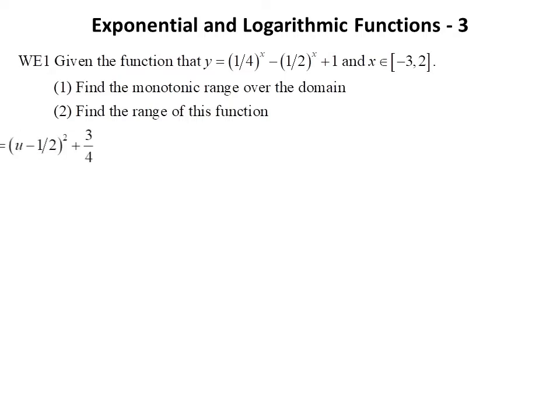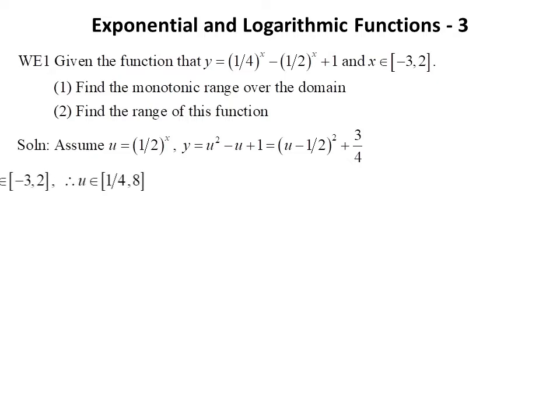In order to simplify the analysis, we assume u equals (1/2)^x because the base is half. So the increase of x results in the decrease of u and vice versa. Then the function becomes y equals u squared minus u plus 1, and its turning point form is (u minus 1/2) squared plus 3/4. As for the first question, based on the given domain, u is between 1/4 and 8, including both endpoints.